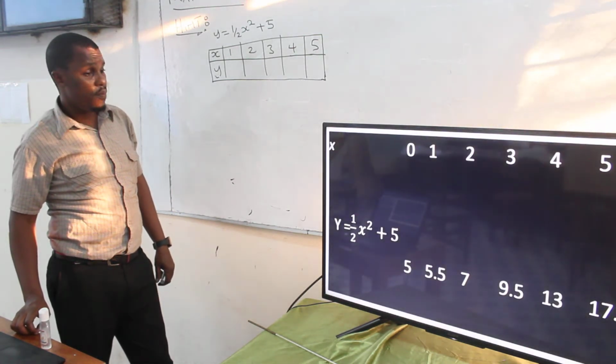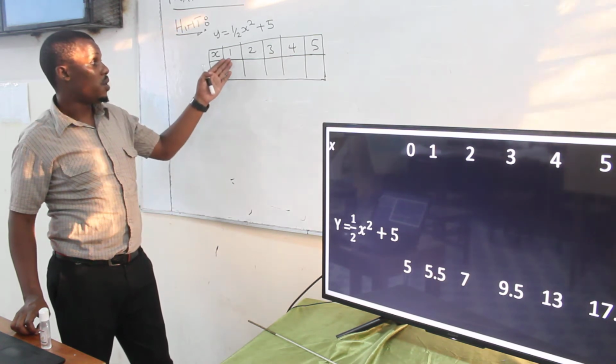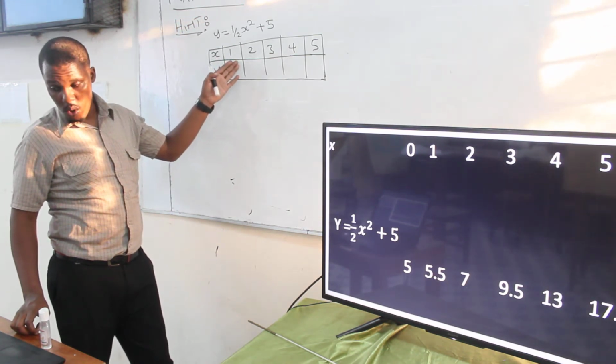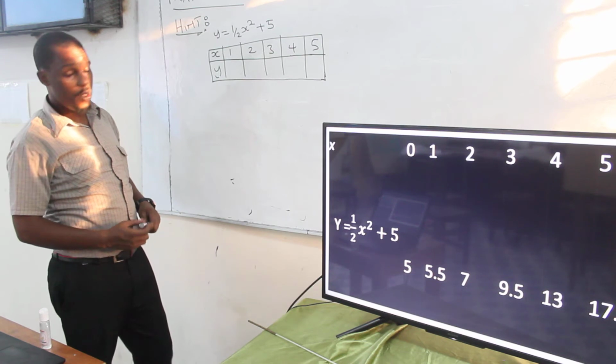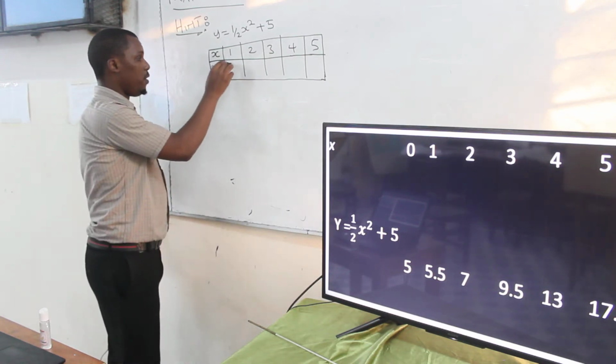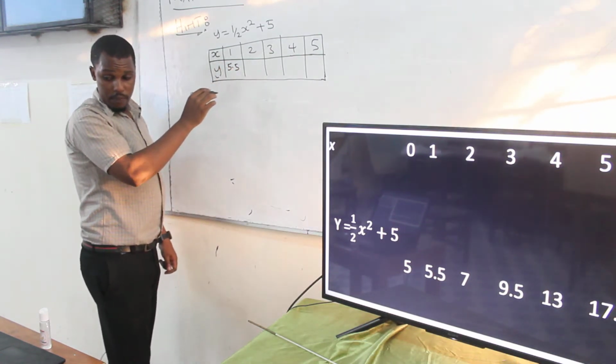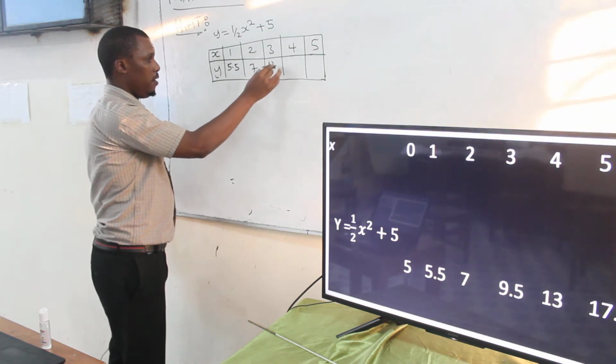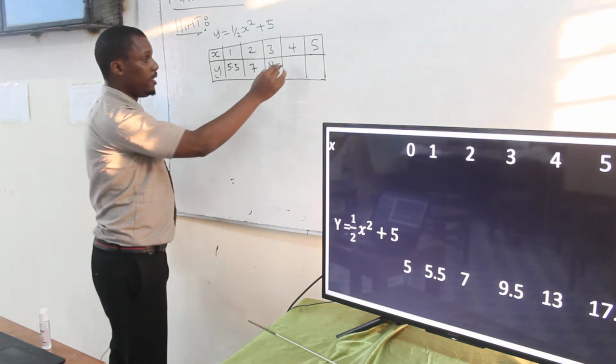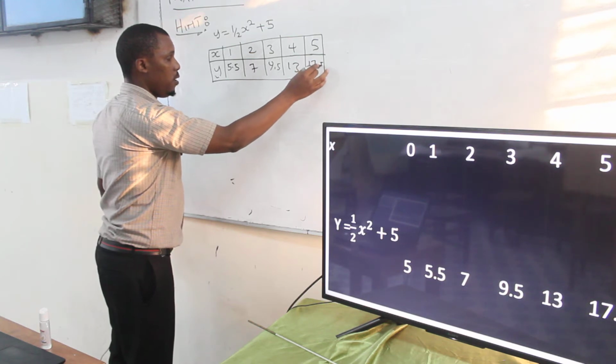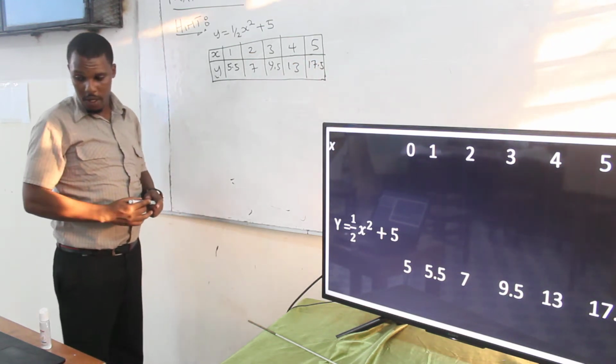That table is starting from 0, but remember you don't need 0, so you can start when x equals 1. So when x equals 1, the value of y is 5.5, then 7, 9.5, and then 13, and then finally 17.5. You don't need when x is equal to 0 because you have been given the range.